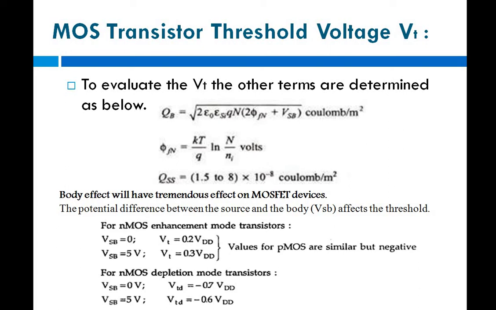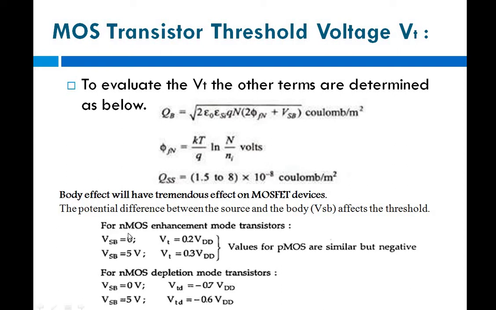Whatever device you are using, the body effect, or how your body is affecting that particular voltage, is also important. The potential difference between your source and body also affects the voltage, and that voltage is also considered for getting your threshold voltage.